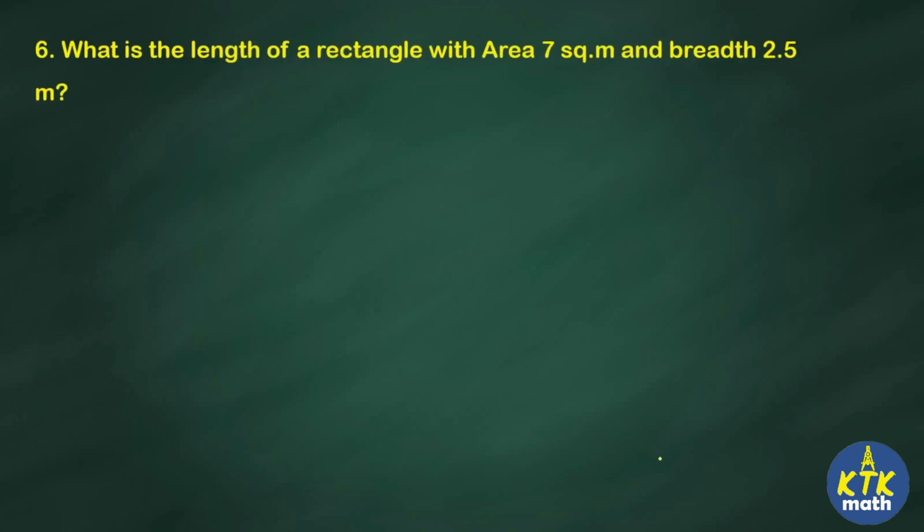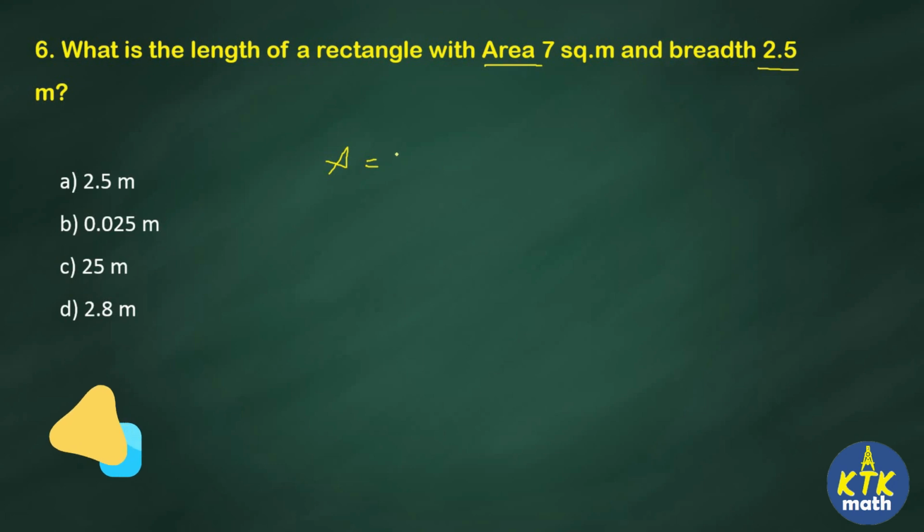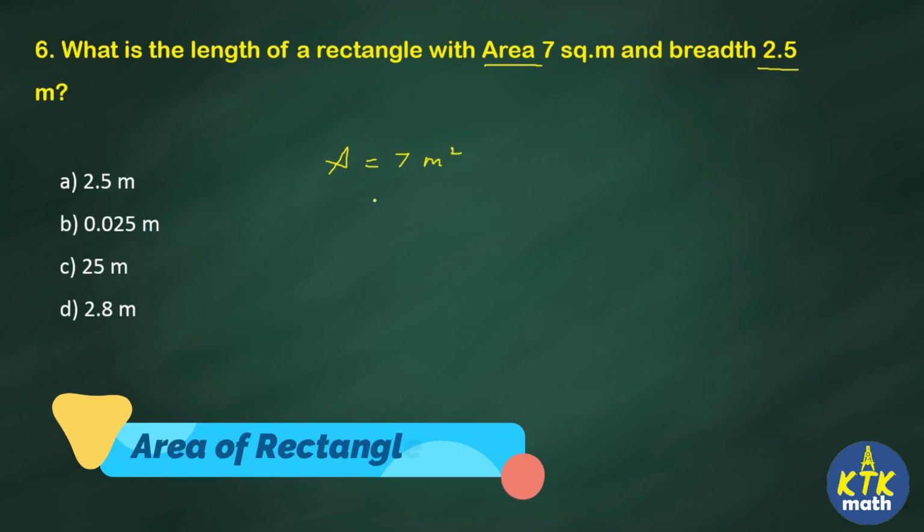Next question: what is the length of rectangle with the area 7 square meter and breadth 2.5 meter? So area is given, breadth is given. It's a very simple question, because area is directly given there. What is area? 7 meter square. We know that L into B is equal to 7. This is what they gave.